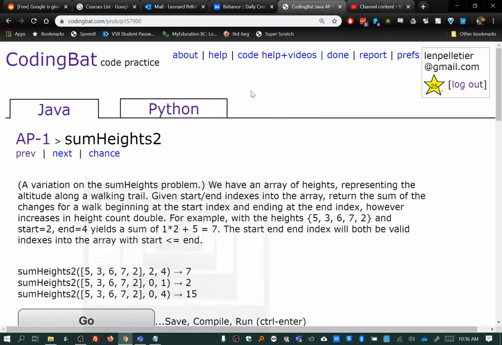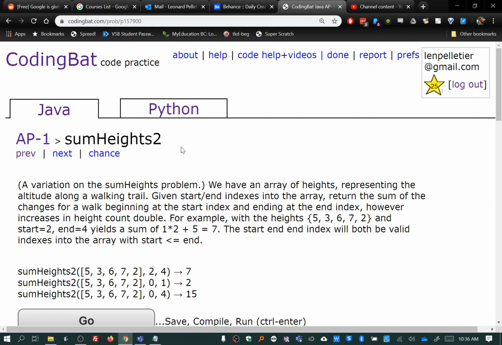All right, everybody, we're taking a look at sumHeights2 at the AP-1 problem set in CodingBat. This question is very similar to sumHeights, so you might want to watch my sumHeights video first. The only difference is that in sumHeights2, we're going to be caring about whether the change is an increase or a decrease. And if it's an increase, when we sum it, we're still going to sum a positive number, but we're going to multiply it by 2.